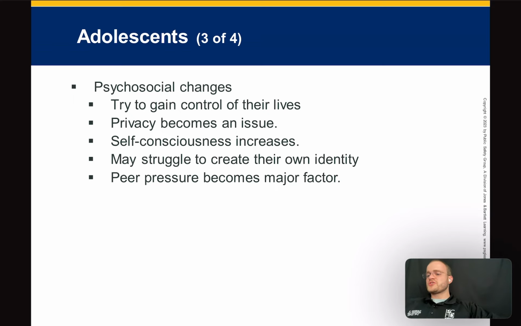Just privacy, right? Self-consciousness increases. So they may feel a little insecure about their appearance or their ability or whatever. So affirmation becomes really important, affirming them in their identity. They may struggle to create their own identity. So again, affirmation of identity becomes important, whether from parents or friends or teachers or educators. And peer pressure becomes a major factor. I'm sure we've all been suckers for peer pressure, and now as adults, we might look back and say, wow, I can't believe I did that. And if you look at it, it's because of peer pressure.